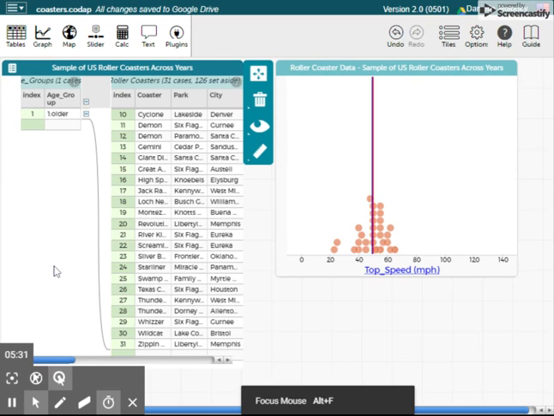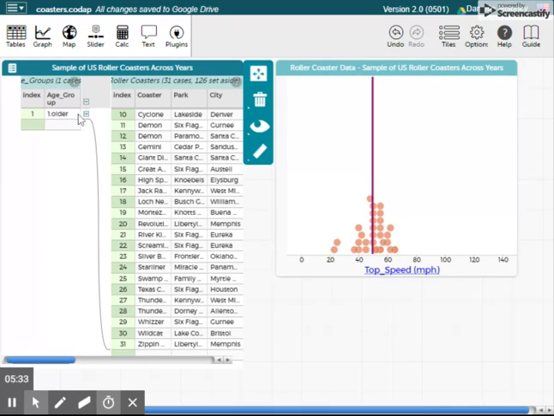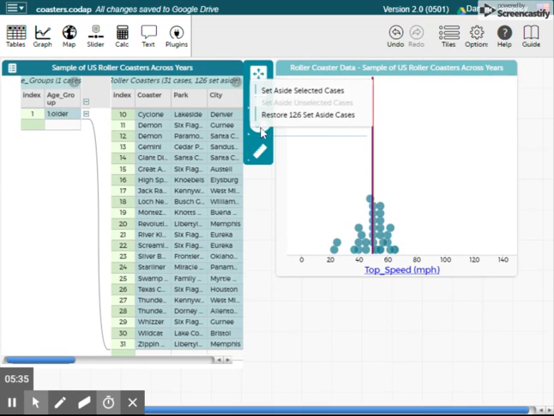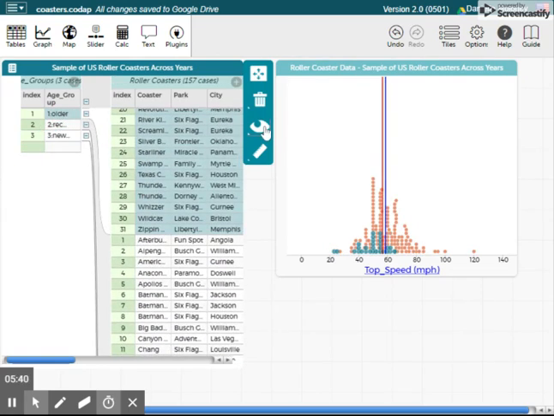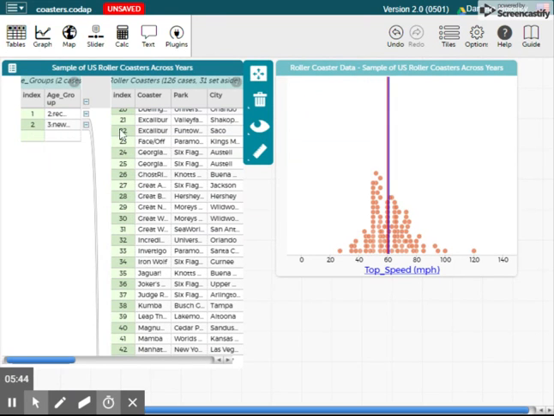So for coasters built after 1980, I'm going to do the opposite. I'm going to restore all of the other cases and now just hide the older coasters, those built before 1980. So now I'm just looking at the coasters built after 1980, and I can see that the mean and median of those coasters tends to be around 61 miles per hour. So we can see that those coasters tended to be faster than the older ones.